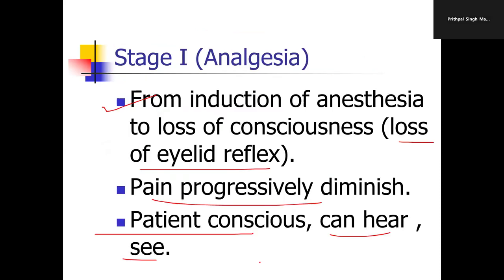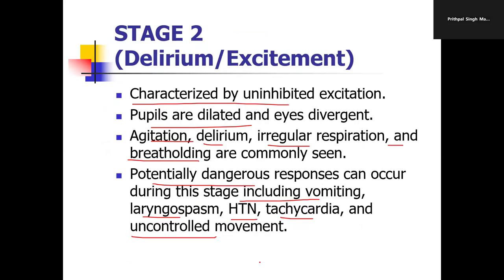Stage one, analgesia, is from induction of anesthesia to loss of consciousness. The eyelid reflex is gone. The pain diminishes, but the patient is conscious and can hear and see you. Stage 2 is the stage of delirium or stage of excitement, which is characterized by uninhibited excitation.